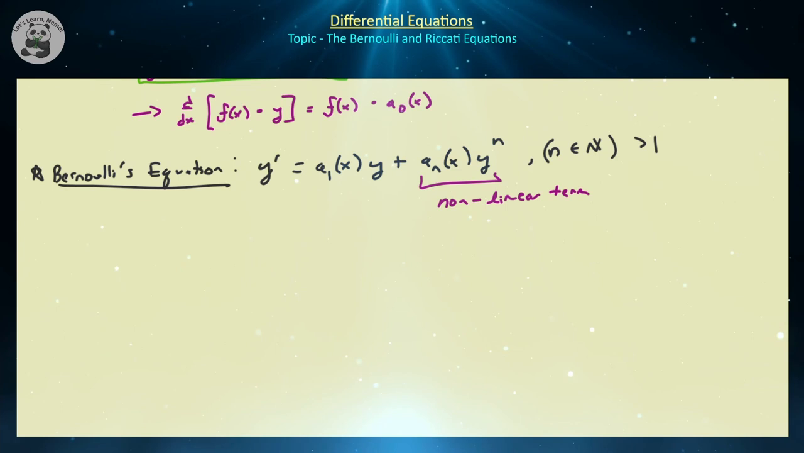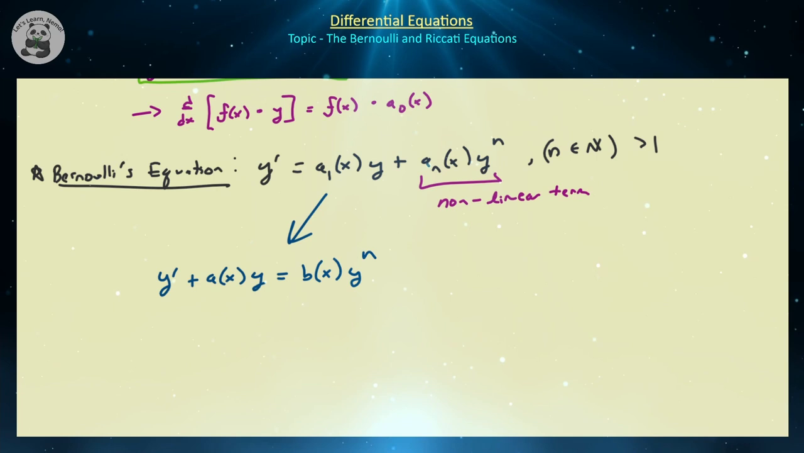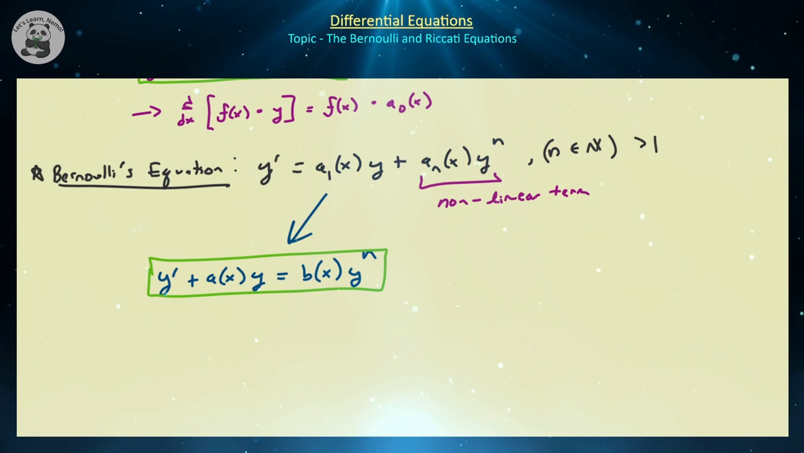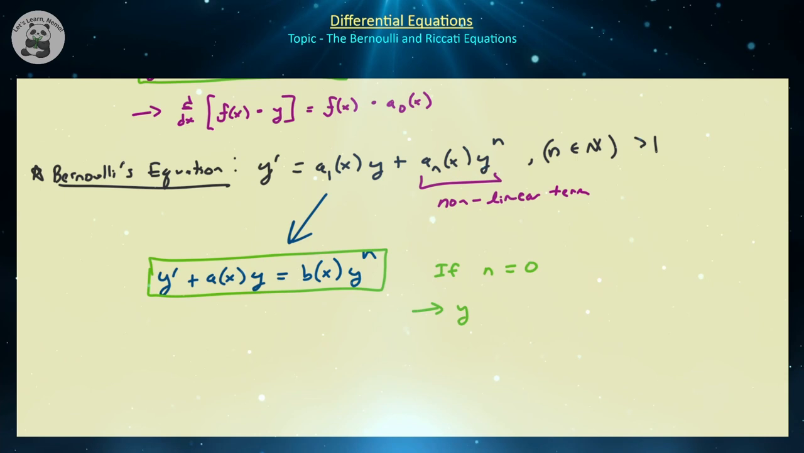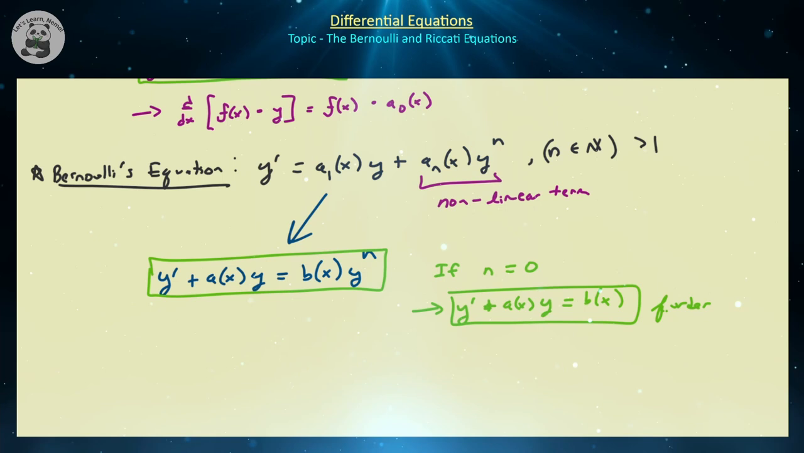And keep in mind, we can rewrite this equation in the form y prime plus a(x) y is equal to b(x) times y to the power of n. So we get this particular structure. Now we do have at least one special case that you should be able to identify. If n is equal to 0, we get the equation y prime plus a(x) y is equal to b(x), which is just our first order linear ordinary differential equation, which we already know how to solve.